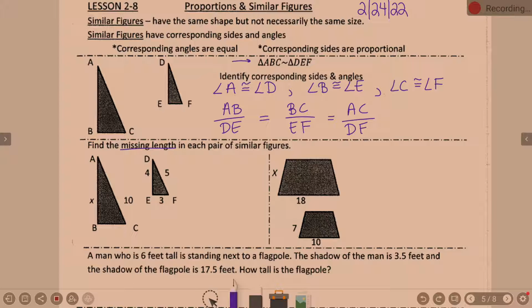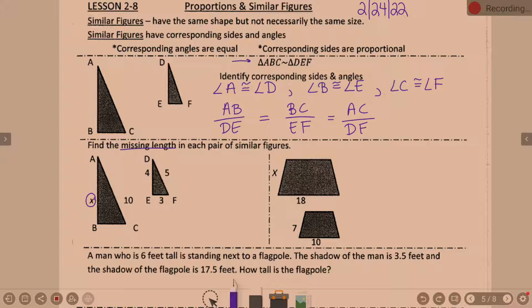Find the missing length in each pair of similar figures. So first of all, what is it I'm trying to find here? I'm trying to find x. You just have one side to find. So we're trying to find x.